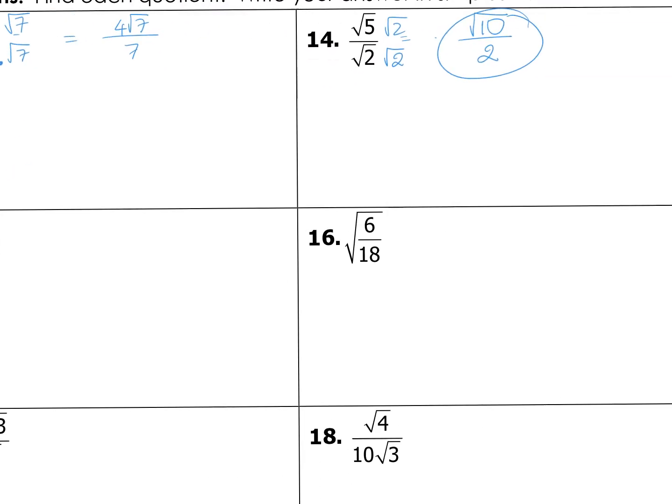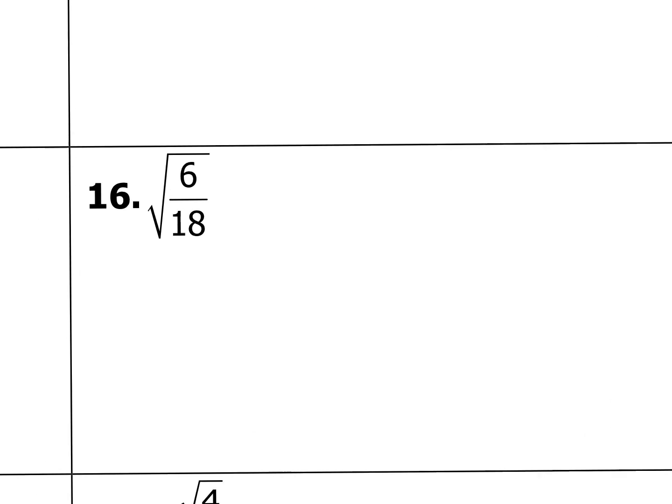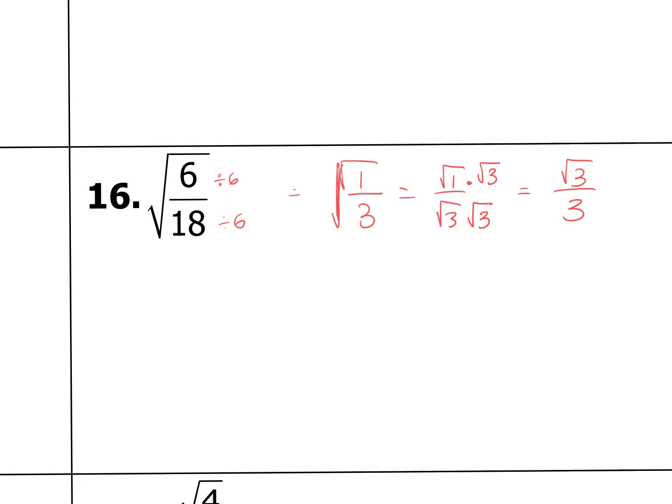All right, let's try 16. So 6 and 18 can be simplified first, right? So go ahead and do that. They're both divisible by 6, so I have square root of 1 over 3. So I have square root 1 over square root 3. And then I have to multiply square root 3 to the top and the bottom. So I have square root 3 over 3.